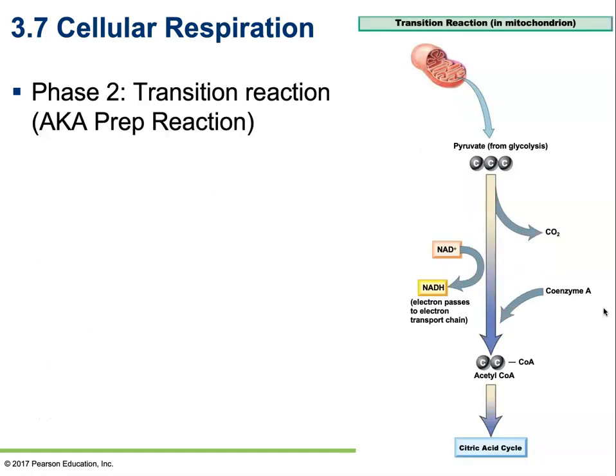Phase 2, the transition reaction. You may also have heard of this called the prep reaction. So in case you've heard that terminology, I'm including that as well. The prep reaction is actually going to occur in the matrix of the mitochondria. Take a moment, review. Where is the matrix? What is the matrix of the mitochondria? That is where this prep reaction is going to occur.